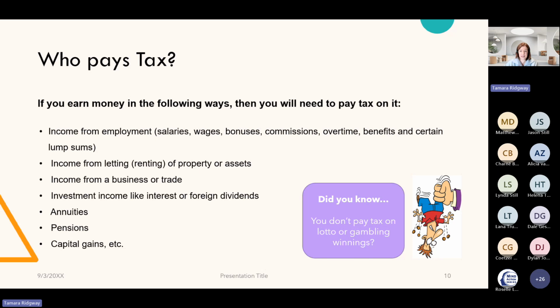So who pays tax? We're still under general. Okay, so who pays tax? If you earn money in the following ways, you will need to pay tax on it. And there's a whole list of all the different ways that you can get money in. And then what's always interesting and sparks a beautiful discussion is, did you know you don't pay tax on lotto or gambling winnings? I'm just going to leave it at that. I'm going to let you explore that, or maybe ask your students to go and explore that further.